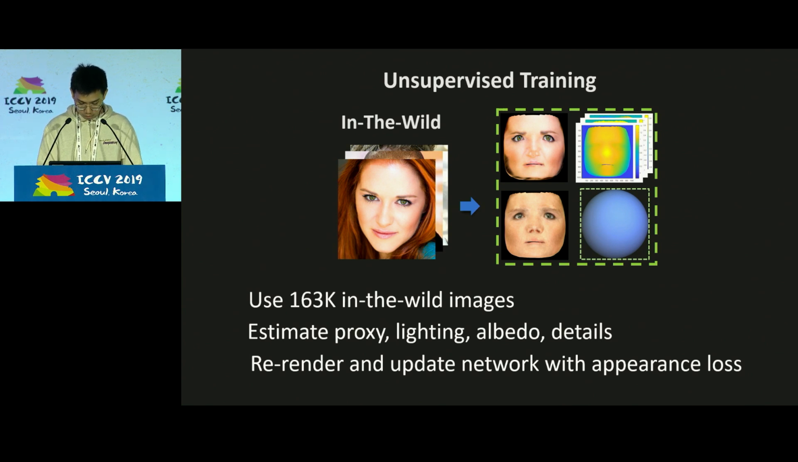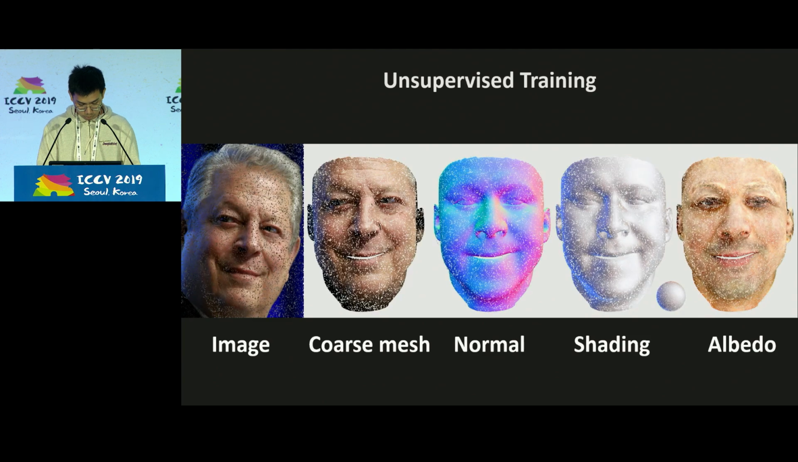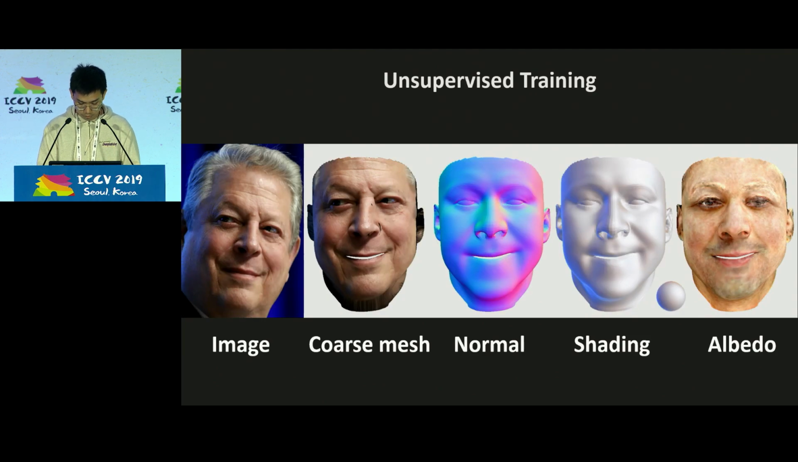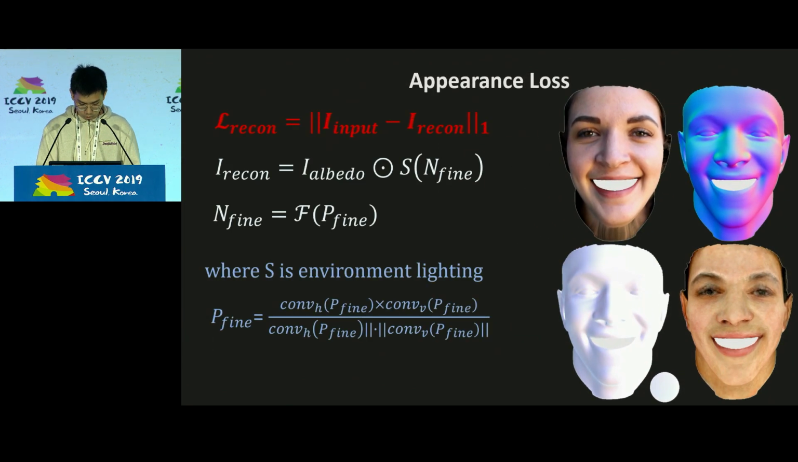We therefore applied unsupervised training on wild facial images. To construct the appearance loss, we propose a texture space re-rendering scheme. Similar to most face rendering modules, we assume a Lambertian skin reflection model and use spherical harmonics to represent global illumination. We then apply texture space modification for efficient rendering.